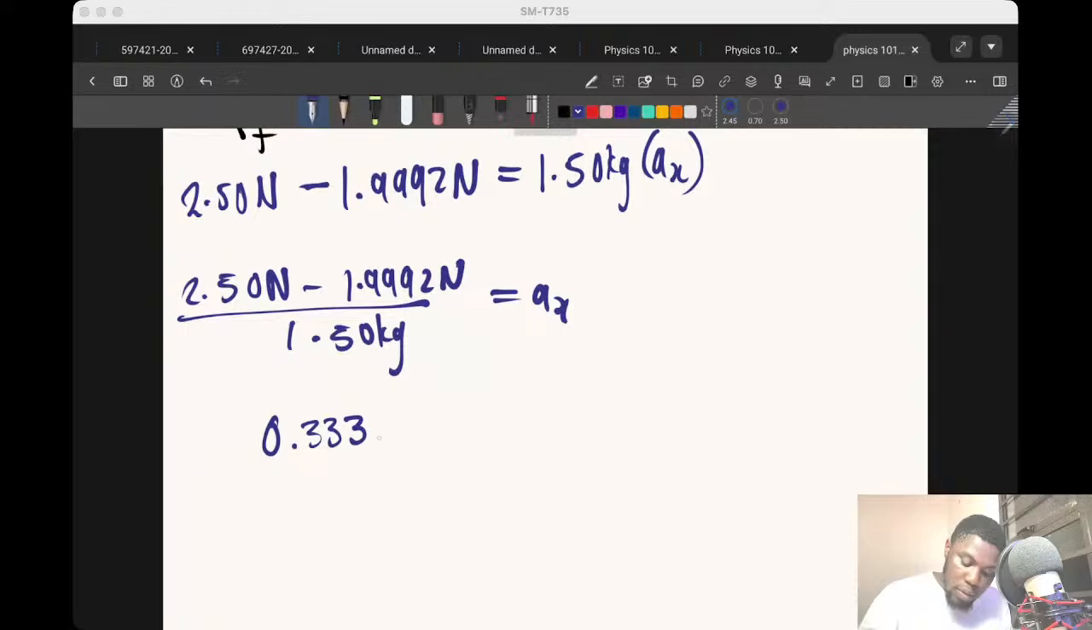This is going to be what? Meters per second squared. This is going to be our acceleration in x. So everything is on the free body diagram. On the free body diagram, I ignore everything else. I just look at the forces acting, whether it's a pull or whatever.